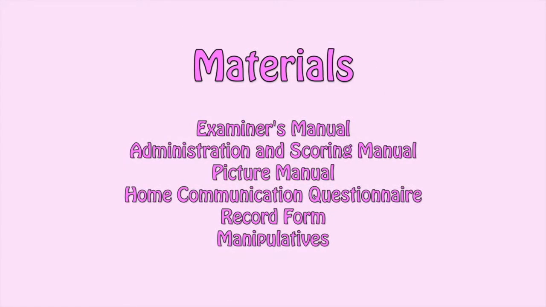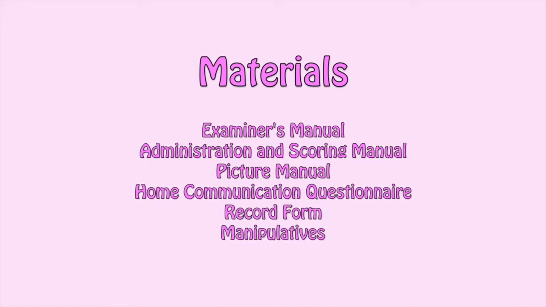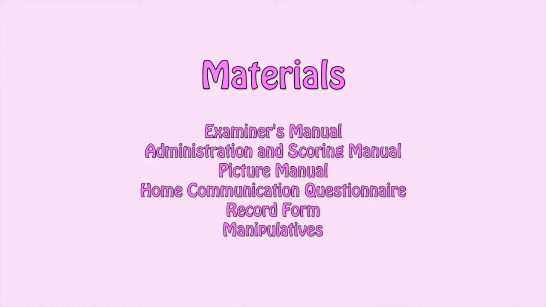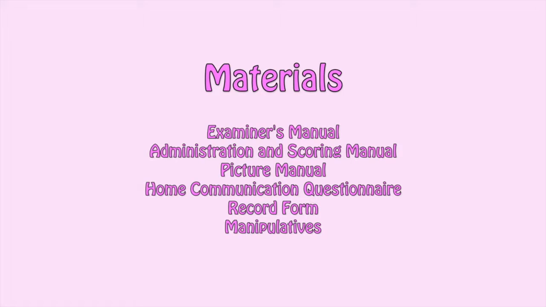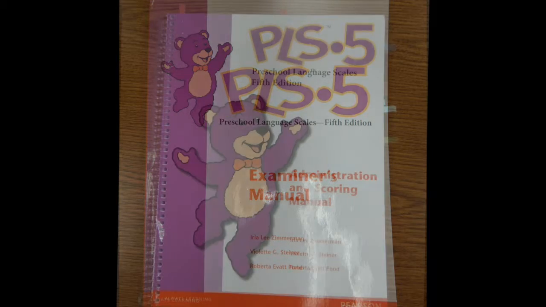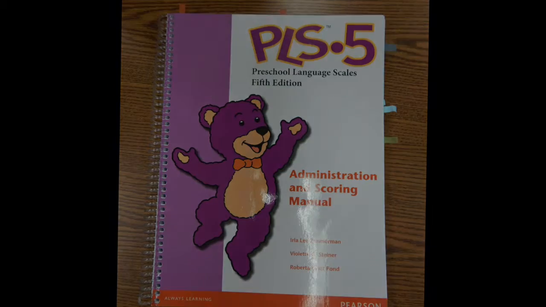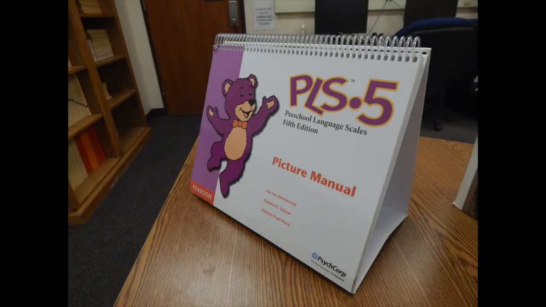Materials. The PLS-5 is made up of the examiner's manual, the administration and scoring manual, the picture manual, the home communication questionnaire, the record form, and manipulatives. The examiner's manual provides information about test interpretation, test development, research, and technical properties of the test. The administration and scoring manual contains detailed information about test administration and scoring, as well as the normative score tables and other appendixes. The picture manual contains the visual stimuli necessary for administering many of the test items.